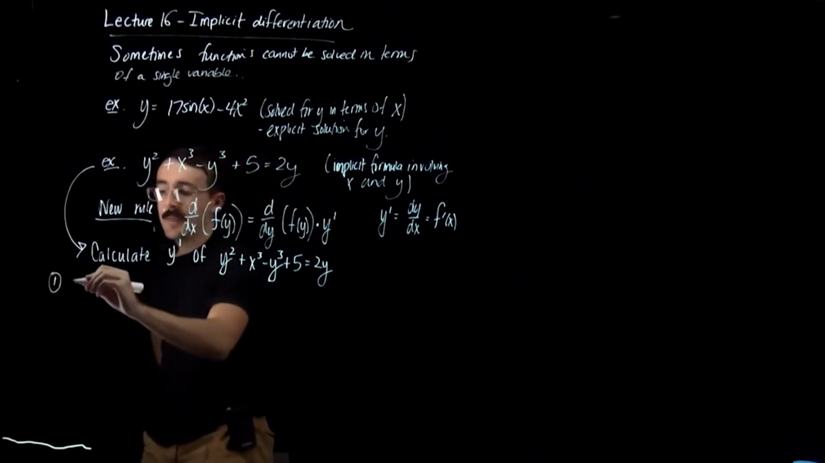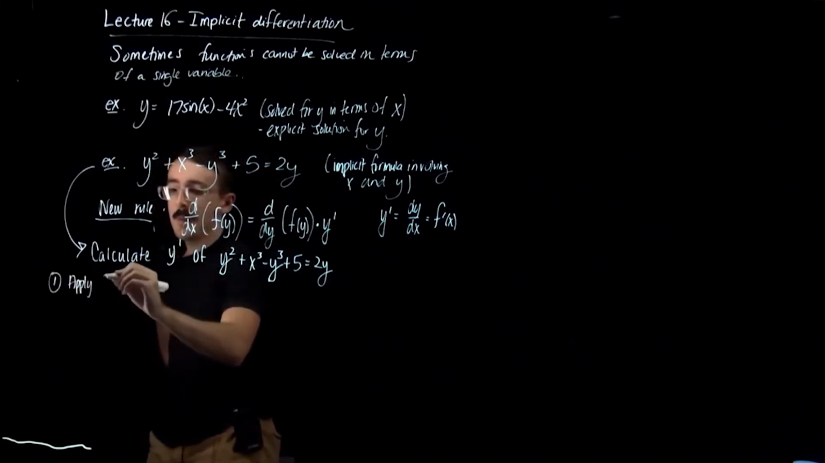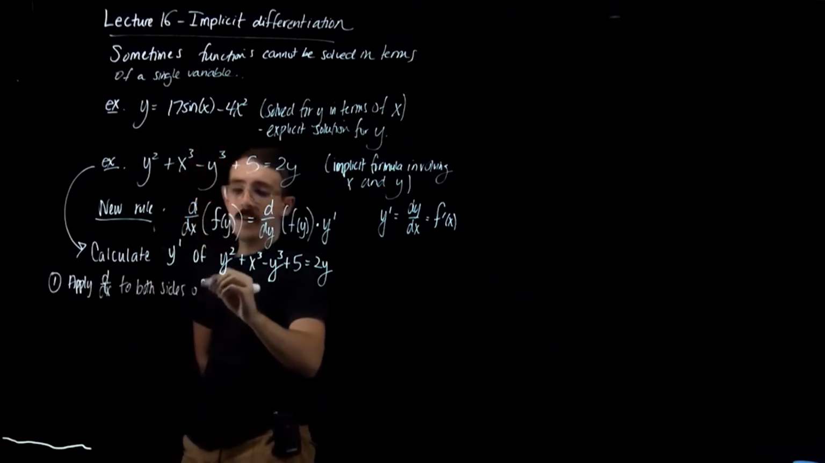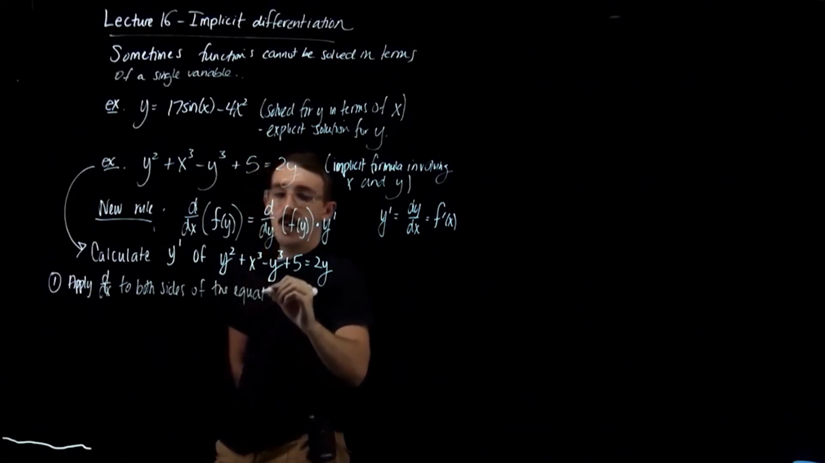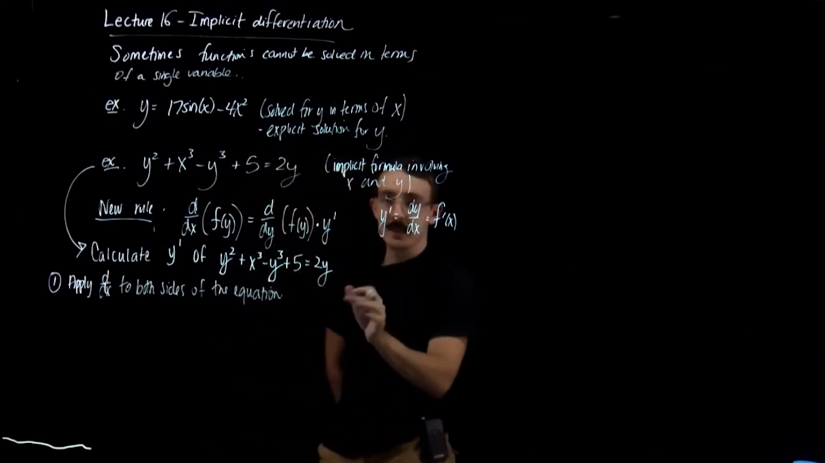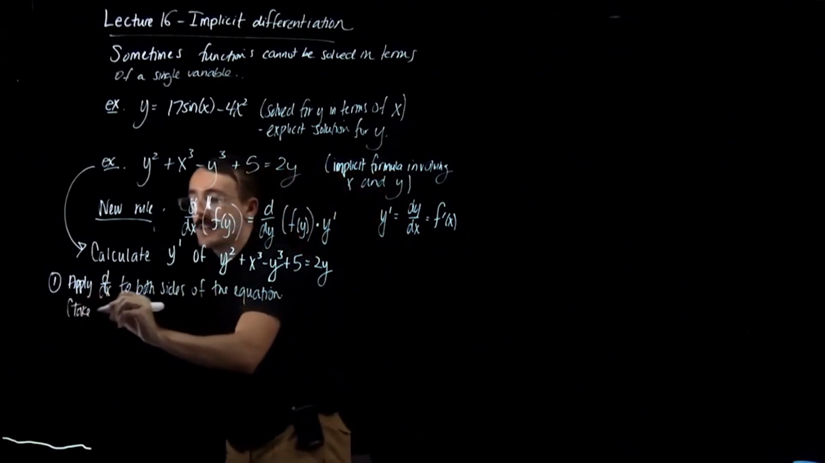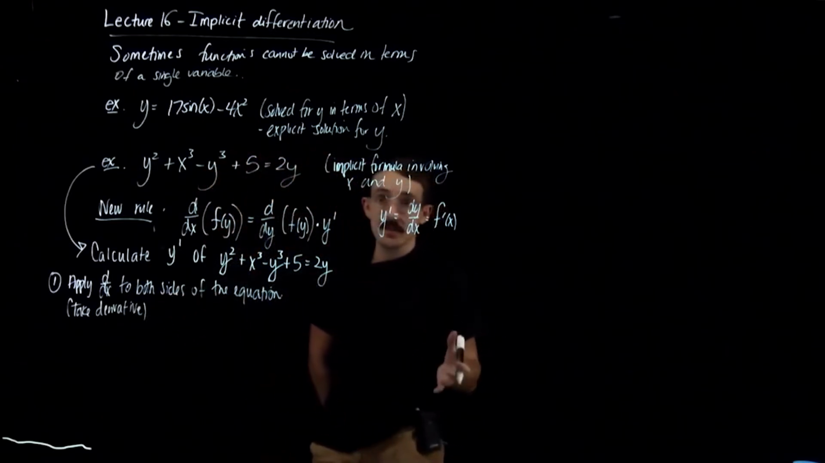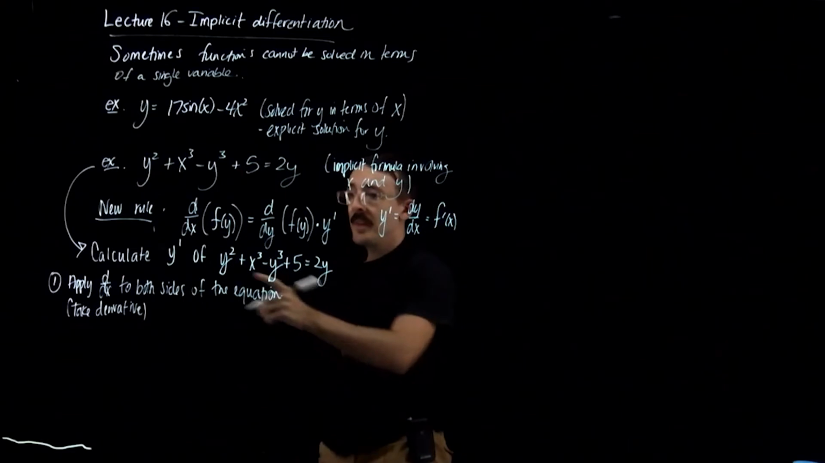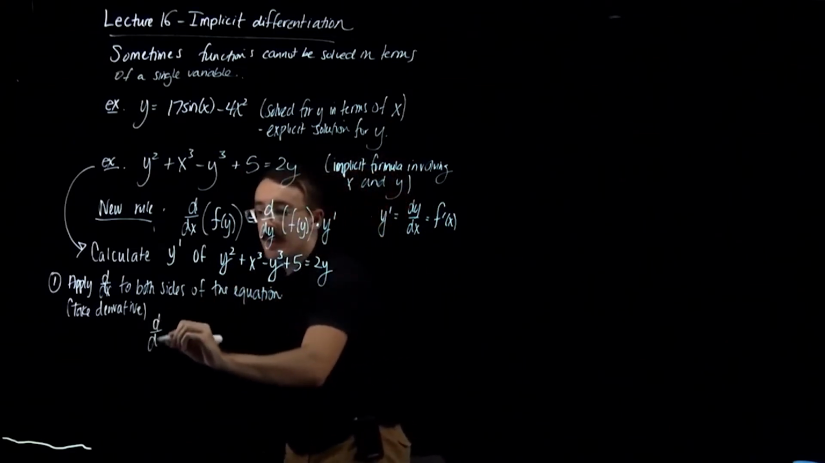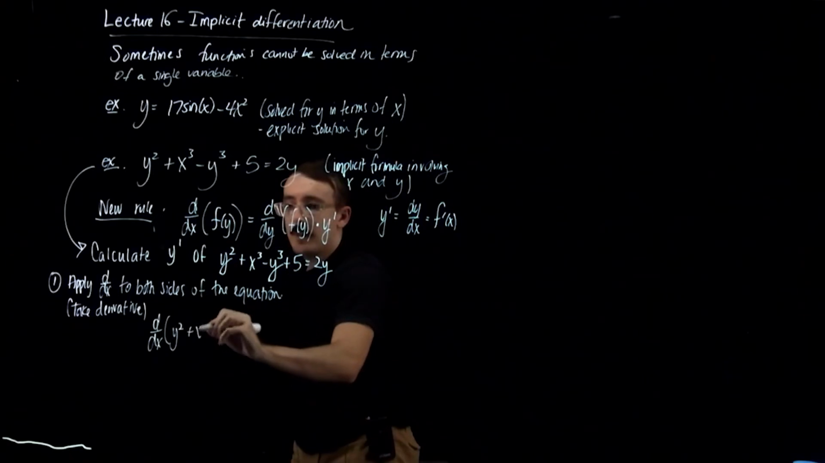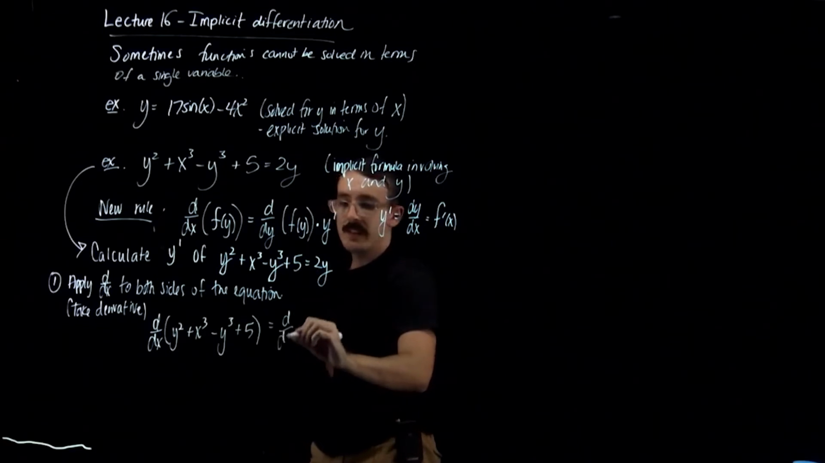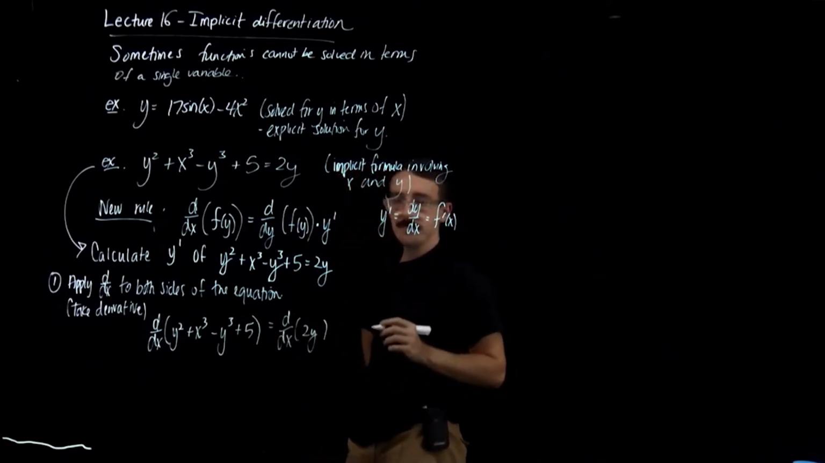Step 1 is to apply d dx to both sides of the equation. So we're going to take the derivative of both sides of the equation. That's what this boils down to. This is take derivative. And this can involve any rules that we've encountered so far and any rules we might learn in the future as well. So we're going to take the derivative of y squared plus x cubed minus y cubed plus 5. And we'll take the derivative of the right side as well, which is going to be 2y.